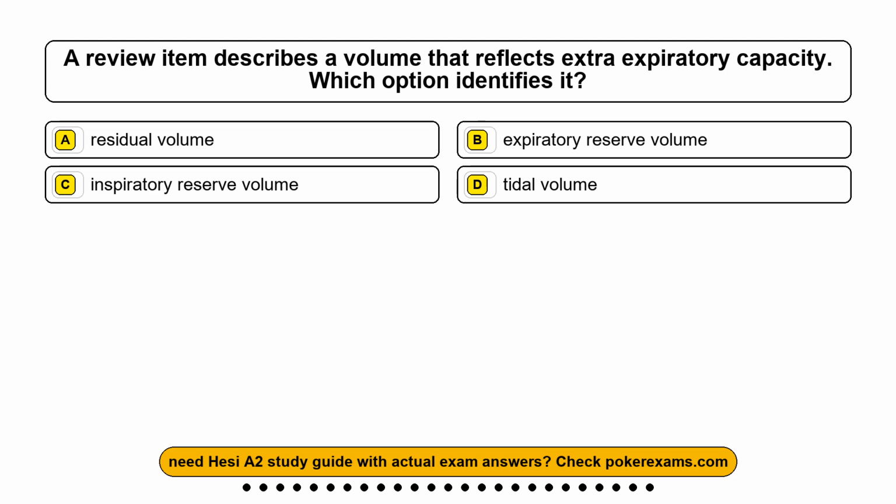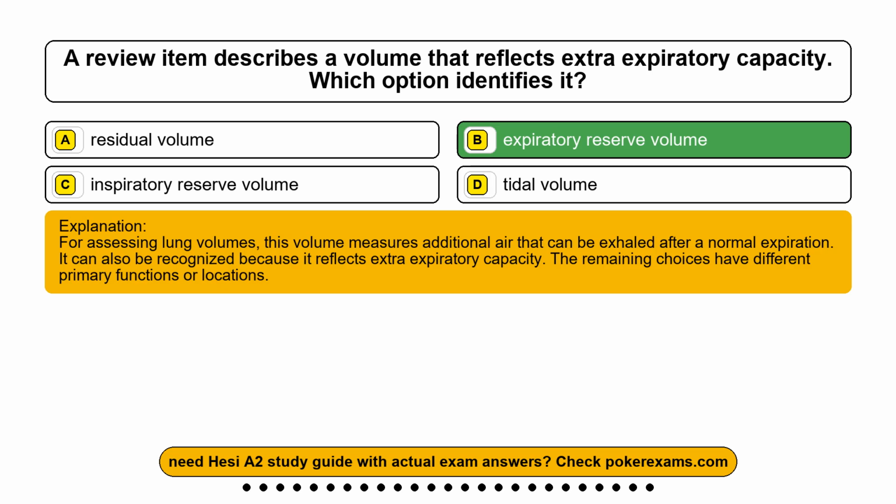Question 10. A review item describes a volume that reflects extra expiratory capacity. Which option identifies it? Option A, residual volume. Option B, expiratory reserve volume. Option C, inspiratory reserve volume. Option D, tidal volume. The correct answer is option B, expiratory reserve volume.